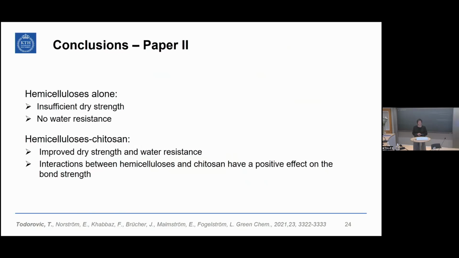So we saw that in using these adhesives for bonding wood, hemicelluloses alone do not have sufficient dry strength and no water resistance. But when they are combined with Chitosan, they have improved strength and water resistance. And that is because interactions between components contributed to the strength of the final bond.